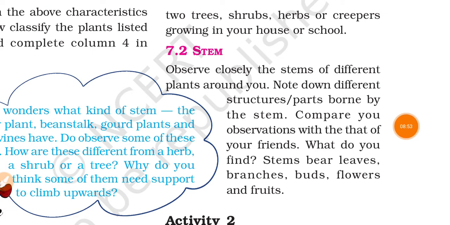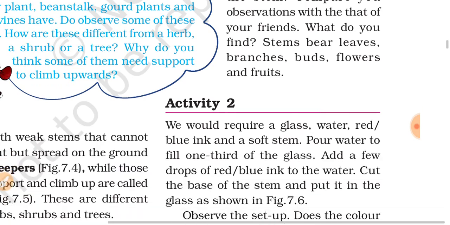Next is stem. Observe closely the stems of different plants around you. Note down different structures or parts borne by the stem. Compare your observation with that of your friends. What do you find? Stems bear leaves, branches, buds, flowers, and fruits.